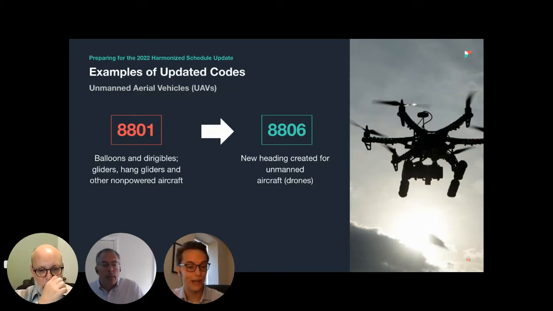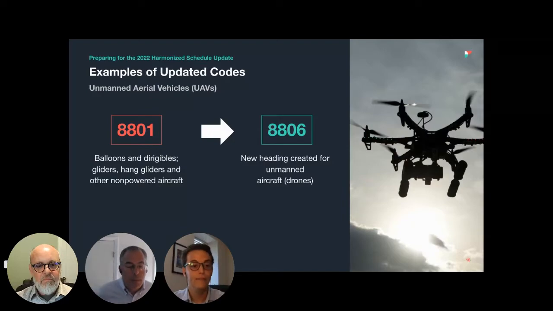If you've heard any kind of rumor about HTS 2022 prior to today, you may have seen that drones are going to get their own provision. They're called unmanned aerial vehicles, and they're now going to have their own provision in 8806. If you look at your HTS today, 8806 isn't a heading that exists. It's being created brand new for the purposes of unmanned aerial vehicles.